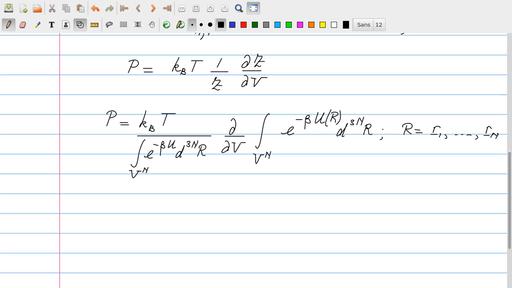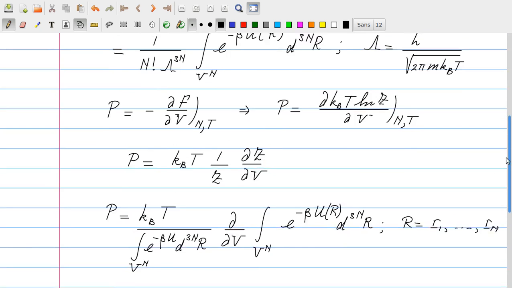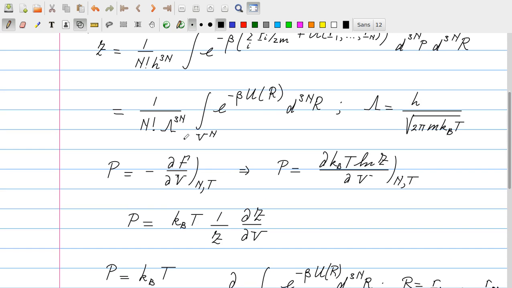So let's continue by just stating the result that we have. The pressure is given by kT divided by the partition function. I've left out the prefactors because we have 1 over Z times dZ dV, so the prefactors cancel. So the 1 over N factorial h to the power 3N or lambda to the power 3N that we had here, they are left out.